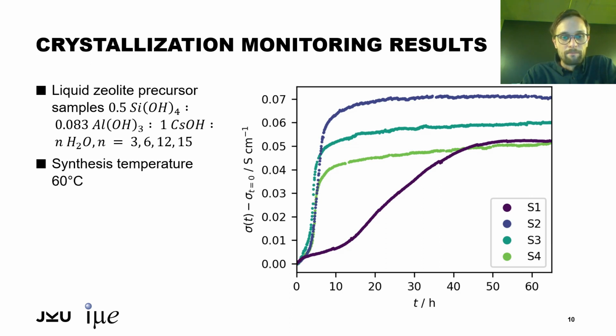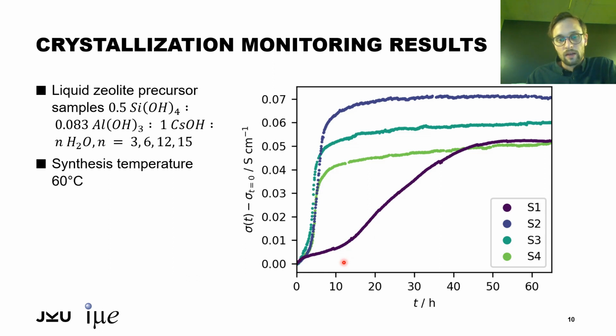For this we measured zeolite precursor samples with this composition. In this sample series we varied the water content, so we went from highly ionic, highly concentrated samples to diluted samples, and put these samples into our cell at a constant temperature of 60 degrees. Here on the right you can see what we measured, and the results are already pretty interesting.